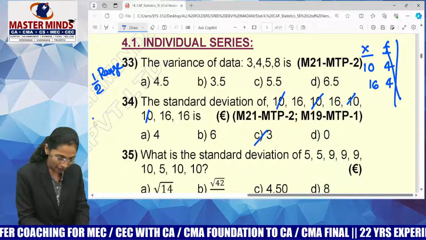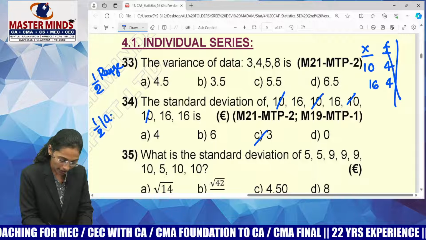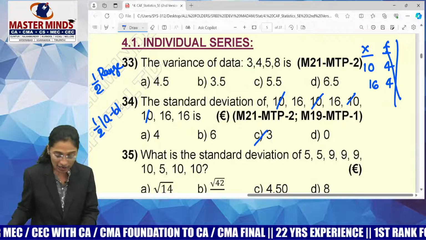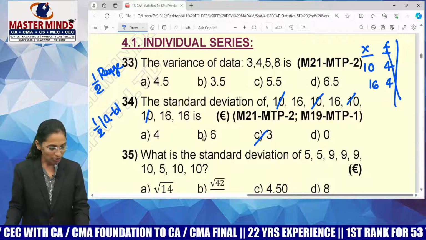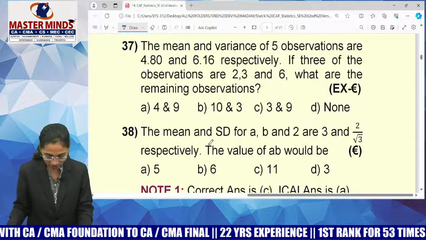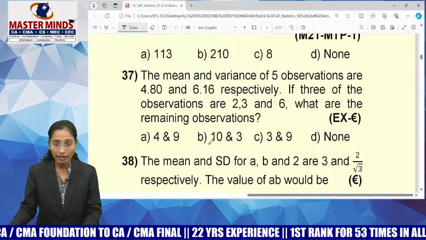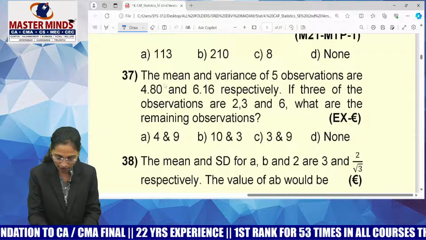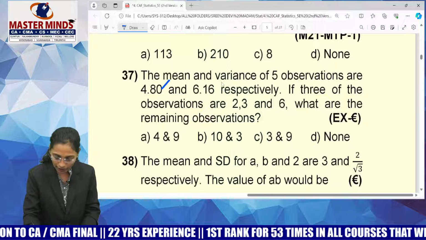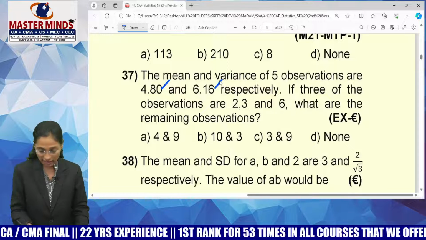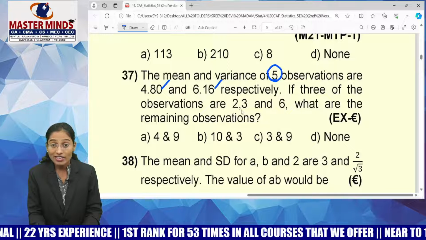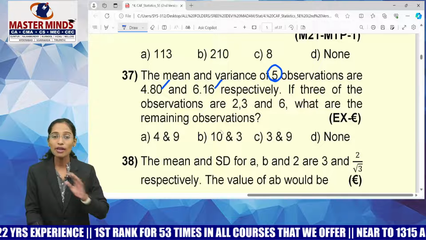So, guys, people will tell the formula like this: half mod A minus B. The standard deviation of A and B is half mod A minus B. It's up to you. That is about MCQ number 34. Now let's have a look at the next MCQ. MCQ number 37. The mean and variance of 5 observations are 4.8 and 6.16. Mean is 4.8, variance is 6.16, and there are 5 observations. If 3 of the observations are 2, 3 and 6, what are the remaining observations?